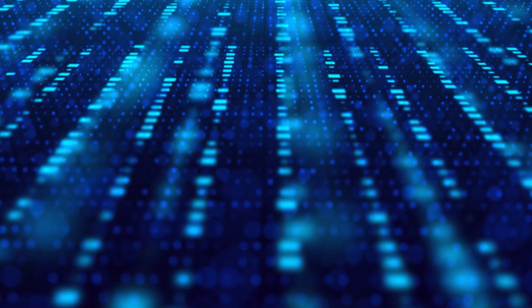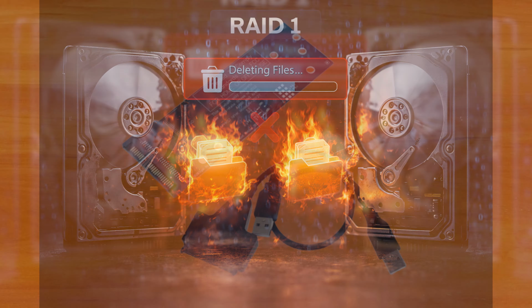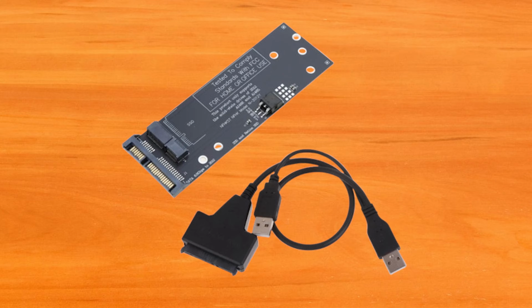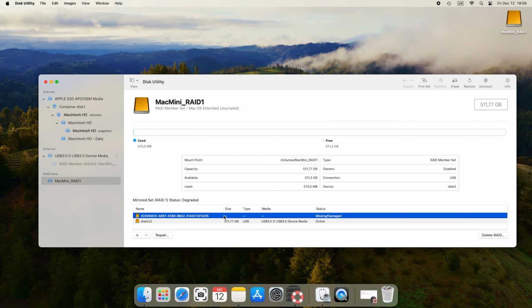RAID 1 Recovery. If one of the disks is damaged, the array was recreated, or data was accidentally deleted from a RAID 1 array, connect either disk to another computer, preferably directly via SATA port rather than USB. Launch Hetman RAID Recovery. The program will automatically detect all connected disks and attempt to reconstruct the RAID structure.